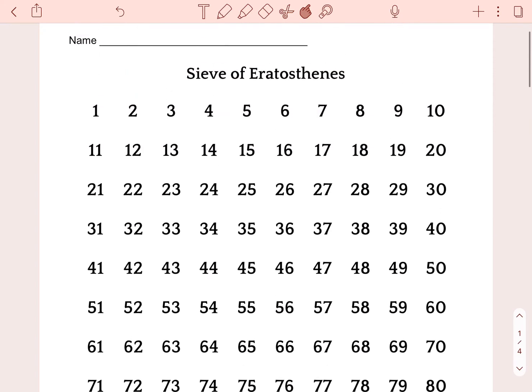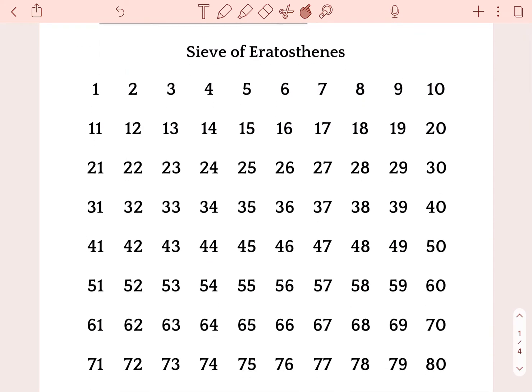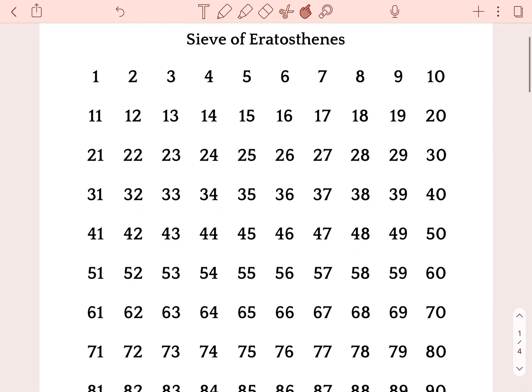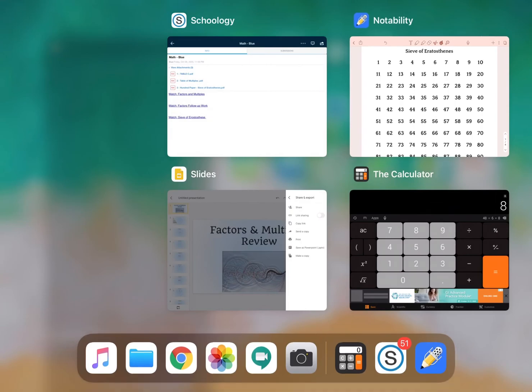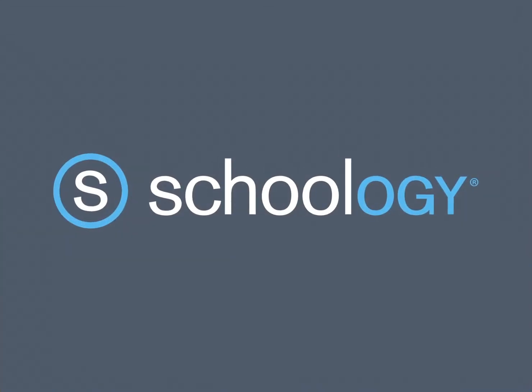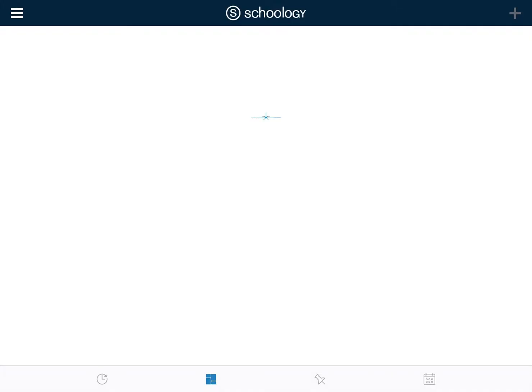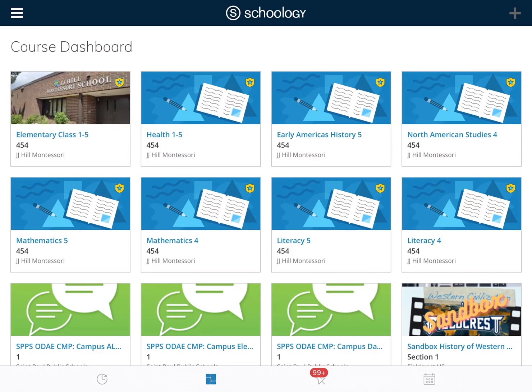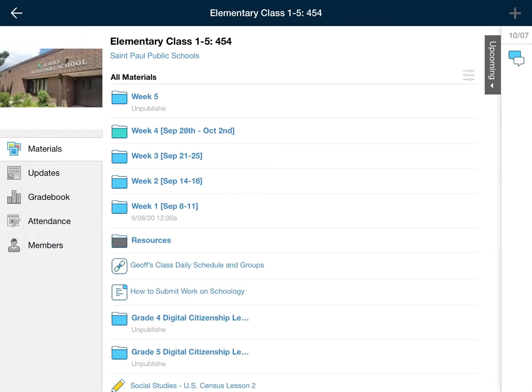Okay, so the Sieve of Eratosthenes is a way of catching all the prime numbers. And so we're going to go ahead and work on this. I'm going to get it started for you, and you're going to finish it. Now, you have this material in your Montessori materials packet, or you can find it here in Schoology. It's under the math folder in the materials. You'll see it on top here.